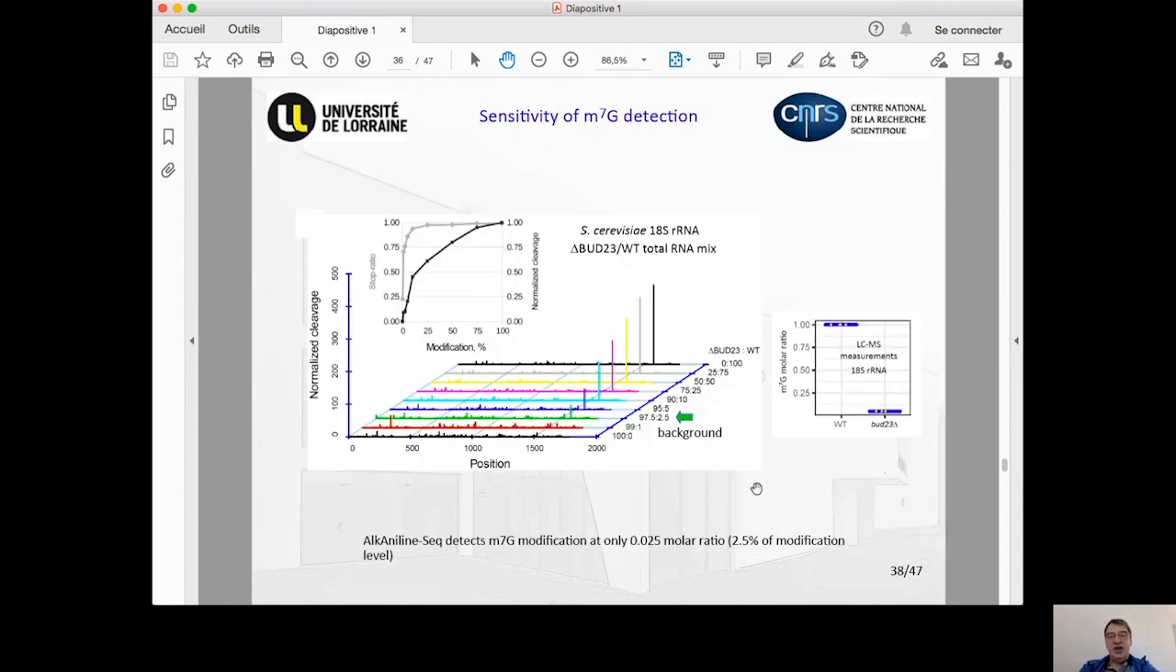The sensitivity of m7G detection was tested with mixes between unmodified delta BUD23 strain and wild-type RNA. As you see here, the signal is still visible until a proportion of 2.5% of modified RNA in the total mix. The calibration curve for quantification of m7G is not linear because there is a selective enrichment of 5' phosphate fragments during library preparation, but we are extremely sensitive even at low proportions of m7G in the RNA. So we estimate 2.5% as a limit for detection, which is quite good for detection of a modification.